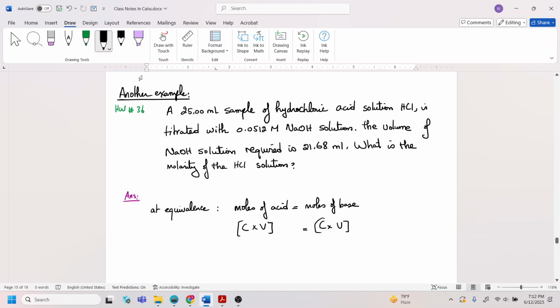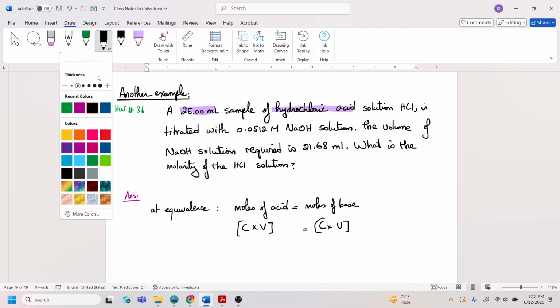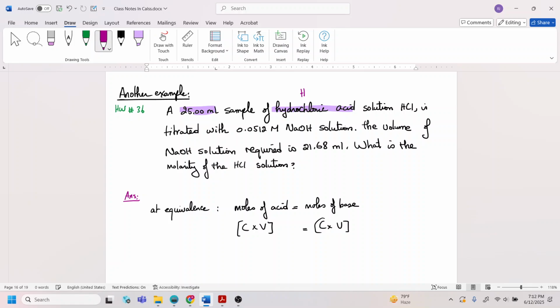Let's have another example. This is similar to number 36 in your homework. So I am given a 25 mL. This is the volume of the acid. Hydrochloric acid is HCl, so I am given HCl. This is titrated with that much concentration of base. So this is going to be a titration again, a problem where you're reacting an acid with the base.